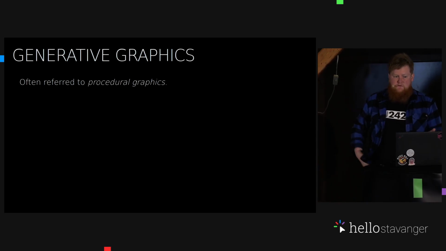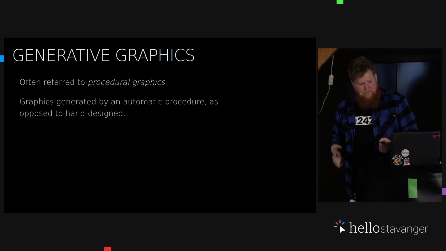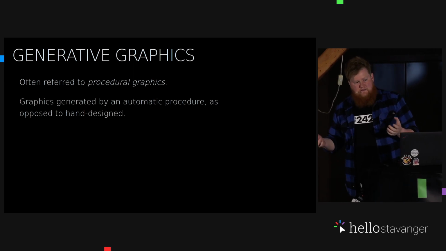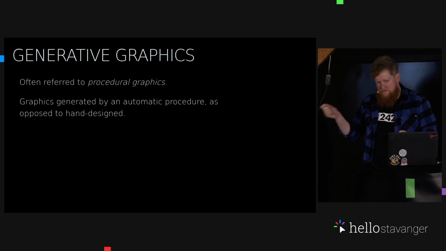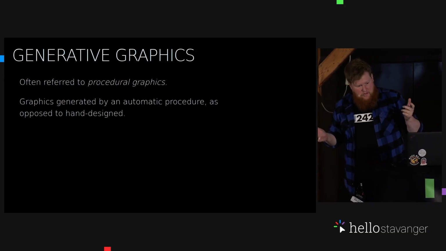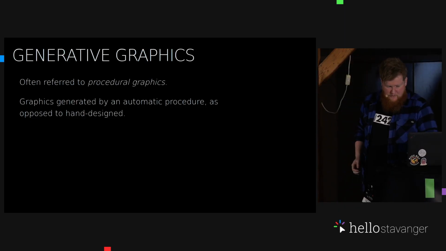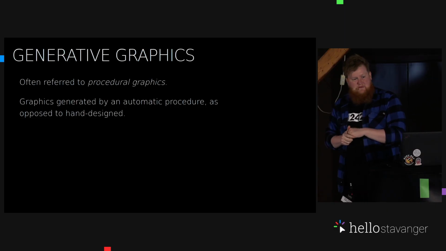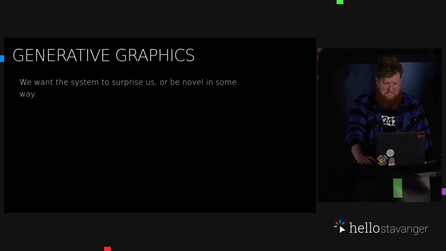Generative graphics are often referred to as procedural graphics. This is because the graphics in the system are generated by an automatic procedure as opposed to being hand-drawn or hand-designed. So that means you can just leave it to a computer to keep on generating your graphics for you, which is very handy for computer games that you don't want to fill up with your own assets.